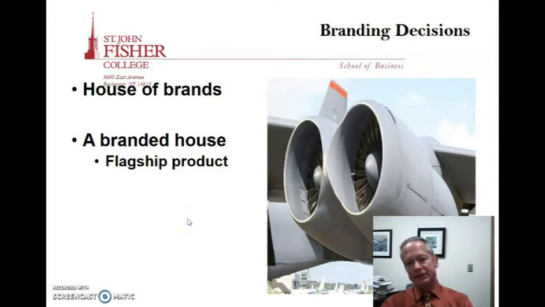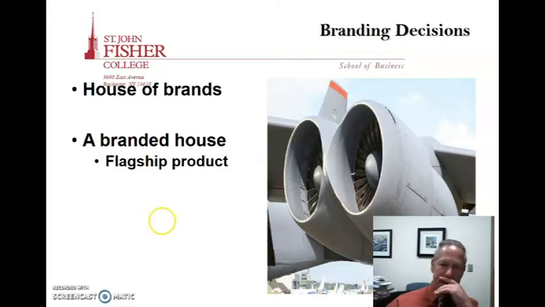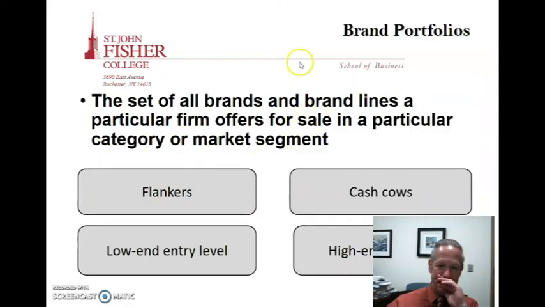Some branding decisions, you could have a house of brands like Procter & Gamble. Or you could have a branded house or a flagship product, with other products below that. I would say Coca-Cola would be a kind of a branded house with a flagship product of being Coke, and then a lot of products underneath that to help that.